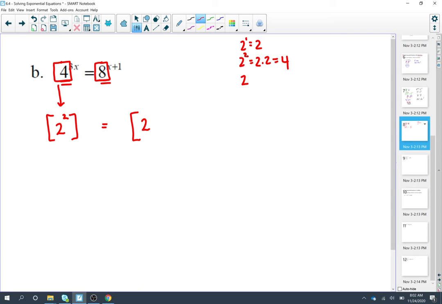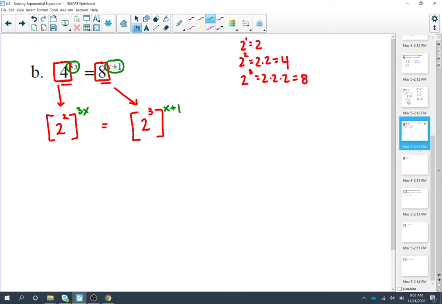2 to the 3rd is 2 times 2 times 2, which is 8. That's what I want. So 2 to the 3rd is 8. Okay, so again, I didn't change the problem. I just made it look a little bit different. Now, at this point, this guy still had a 3x, so I still need the power of 3x. This guy still had a power of x plus 1, so I still need a power of x plus 1.